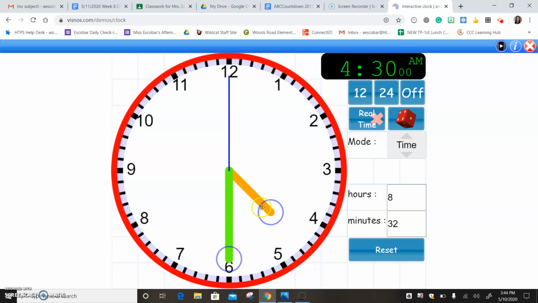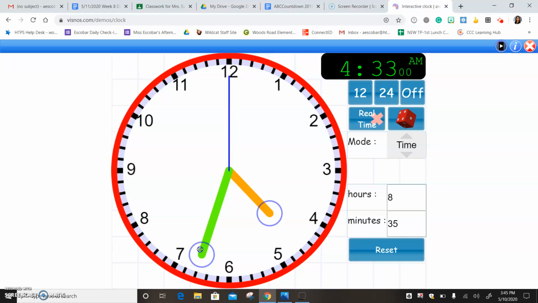And let's take a look at the hour hand. So the hour hand is between the 4 and the 5, but I know it's 4 because the hour hand is past the 4. So this is 4:30.